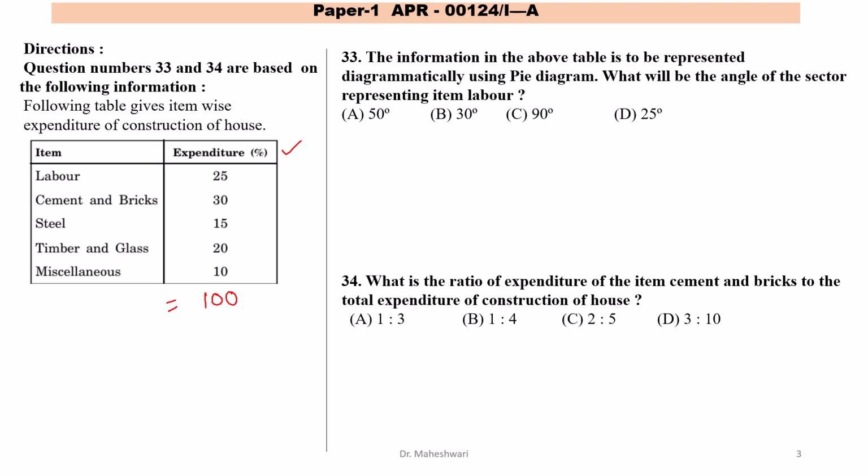Now let us read the question. The information of the above table is to be represented diagrammatically using a pie diagram. What will be the angle of the sector representing the item labor? So they want us to represent the given information, which is in percentage, in a pie diagram.